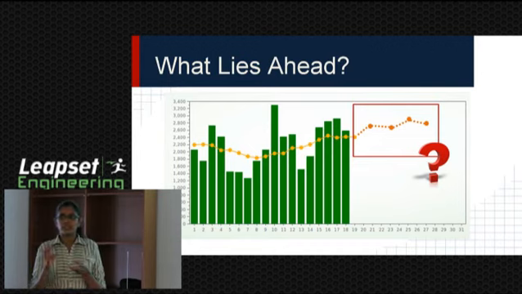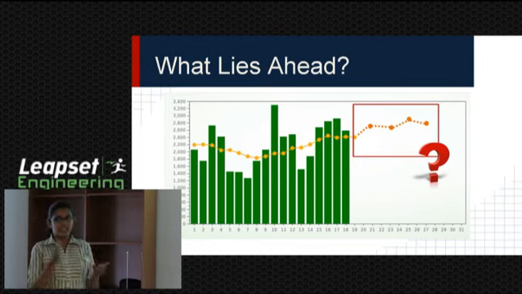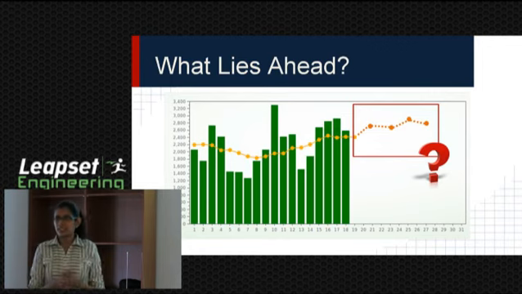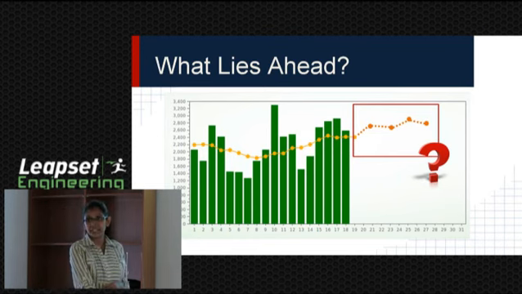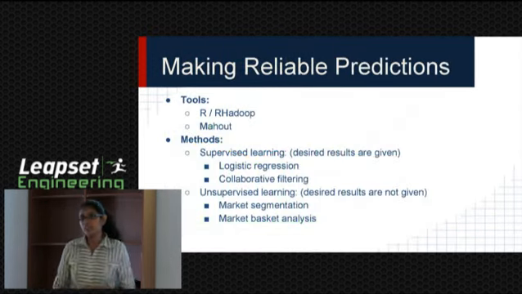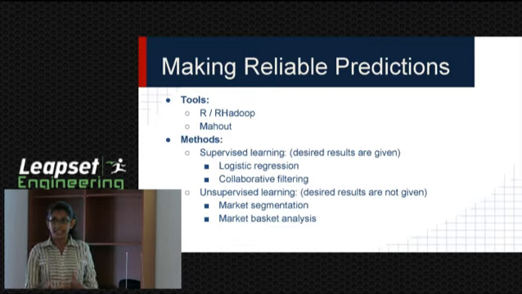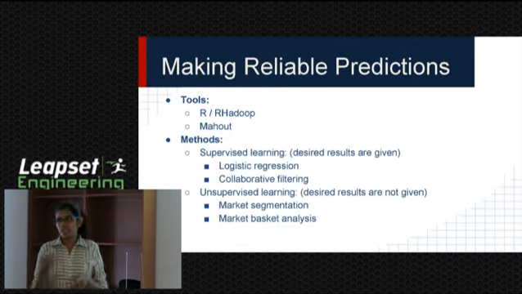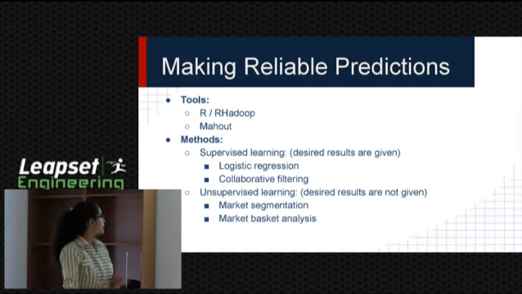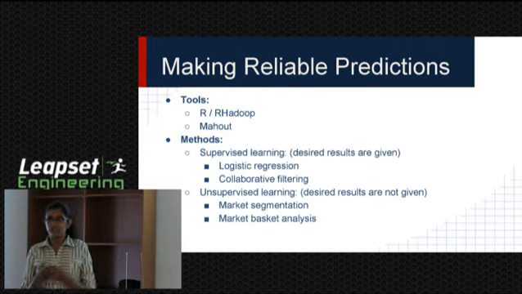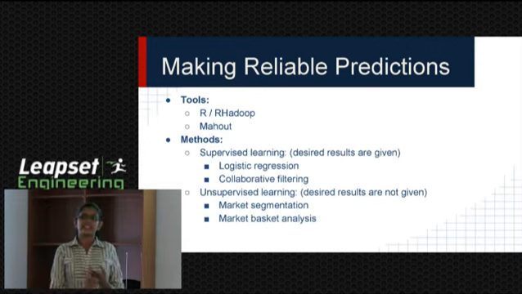But the problem is that when a merchant sees this, he can get an idea of the summary of his sales, but he cannot really think about what lies ahead, and what he can do to get ready for what will come in the future. That is what we call predictive analytics. So how can we make reliable predictions out of the data? As a team we use R, Hadoop and Mahout to do this. And the methods we are using are basically two: supervised learning and unsupervised learning.